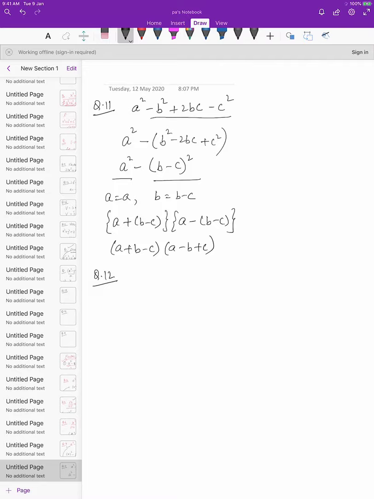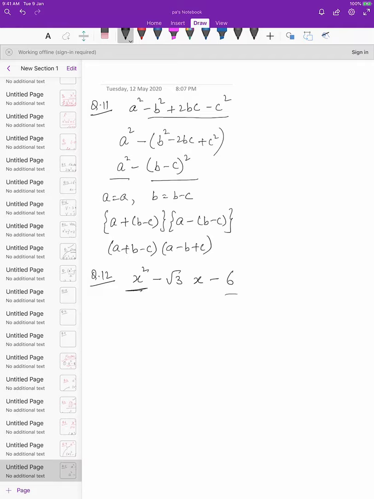One more I take. Suppose it's x square minus root 3x minus 6. Here it's root 3 and here you have minus 6. Does it resemble any of the identities like a plus b whole square, a minus b whole square? No. As I told you in the beginning itself, for that we need 2 perfect square terms. Here we have only one perfect square. 6 is not a perfect square, root 3x is not a perfect square. So we can use middle term splitting.